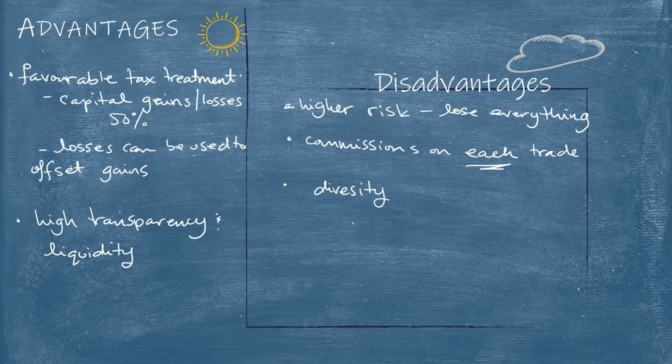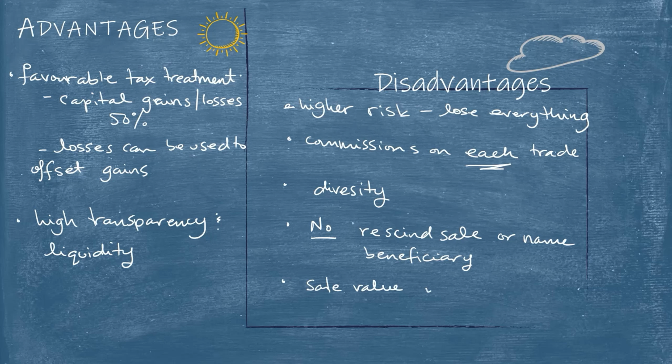There can be a lack of diversity. If you're investing with a discount broker and you are not paying as much attention, you could be investing too much in one region or one industry, and that could present a lot of risk and lack of diversity. This is not an insurance product, so there is no ability for the investor to rescind their sale, to go back and undo it if they don't want to do it anymore. You also cannot name a beneficiary, so all of the benefits that come with naming a beneficiary you do not have with stocks.